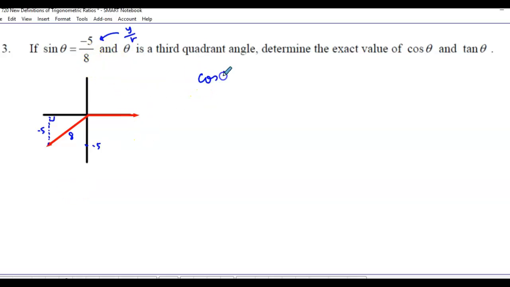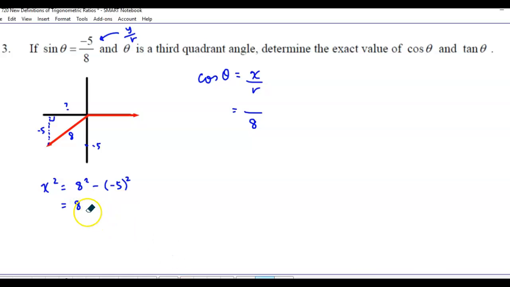Now if we have to find cos of theta, we need x over r. Well, we know r is 8, but we don't know what x is. So we can get that though. Remember, x squared equals hypotenuse squared minus the other leg squared.